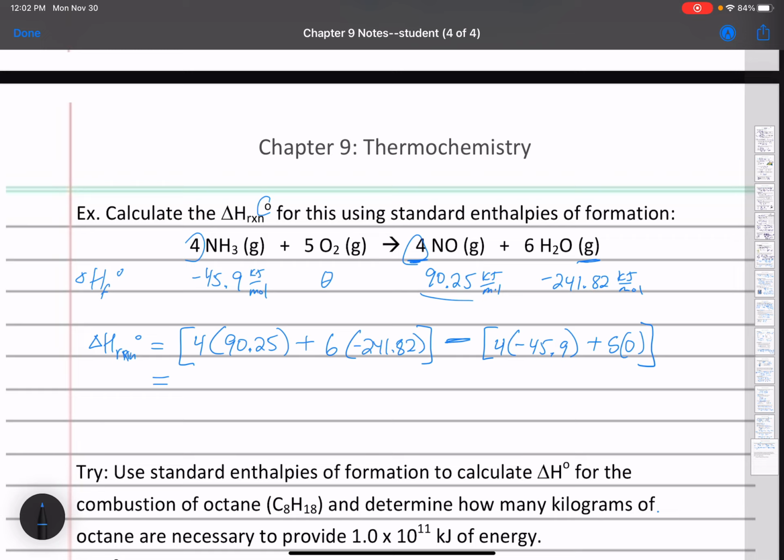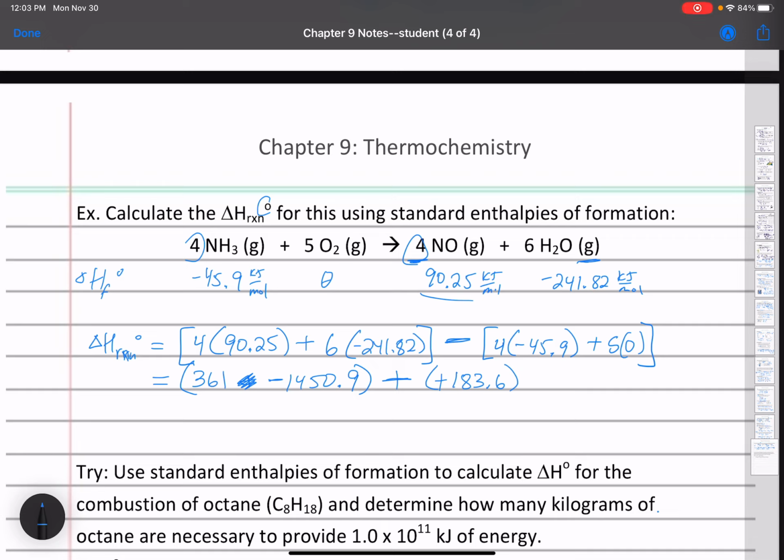So 4 times 90.25 is 361. And 6 times negative 241.82 is negative 1450.9. So it ends up becoming a subtraction problem. And then over here, 4 times negative 45.9 is negative 183.6. Okay, so when you subtract a negative, it's the same as addition. So I'm just going to fix that there.